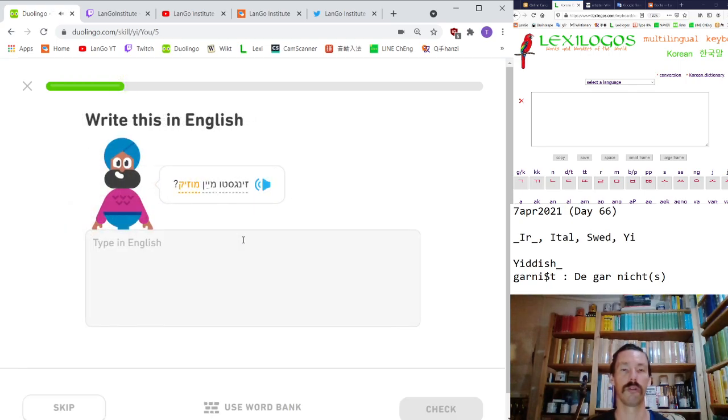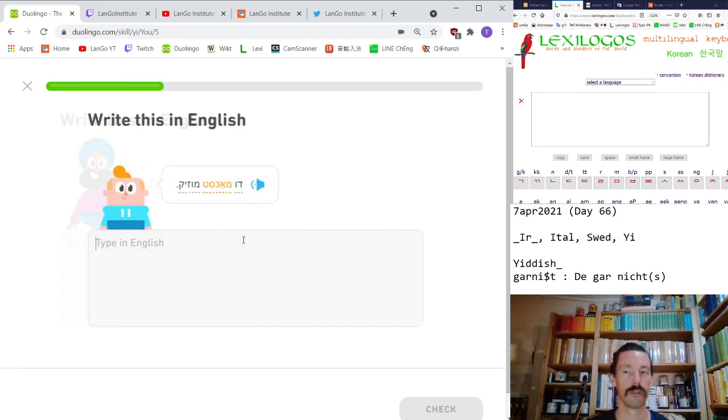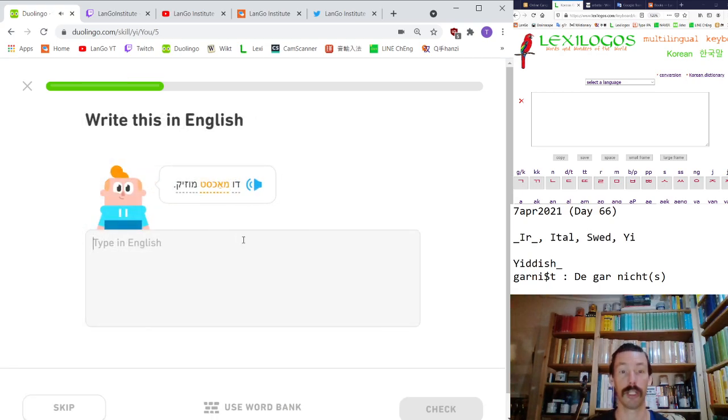Singst du mein Musik? Do you or are you singing my music? Mein Musik. It's pretty close to the English word order. Du machst Musik. Du machst. You make. The st suffix showing agreement. Du machst. And Musik accented on the first syllable. Du machst Musik. Unlike German.